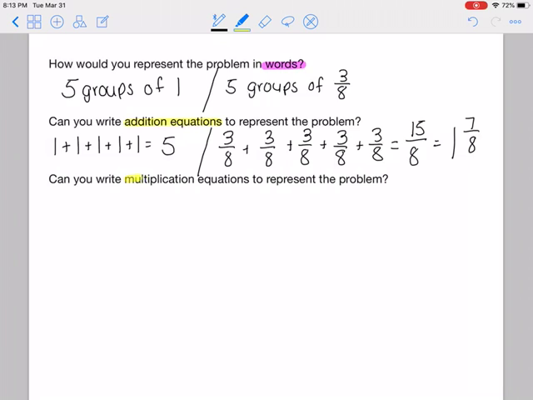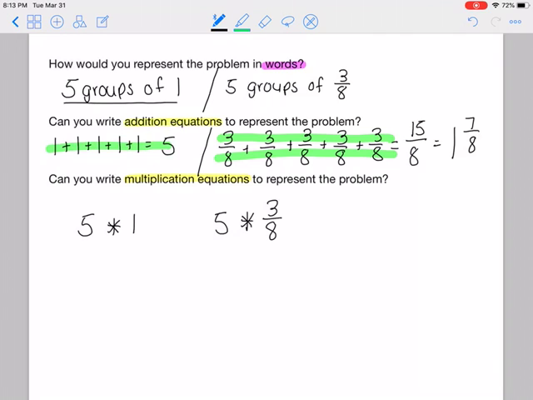So the next question is, can we write multiplication equations to represent the problem? So we absolutely can. We know that there's 5 groups of 1, and here it is as an addition. We can rewrite this as 5 times 1. Same thing for the adding of the fractions, the 3/8 of teaspoon of food coloring. 5 times 3/8.